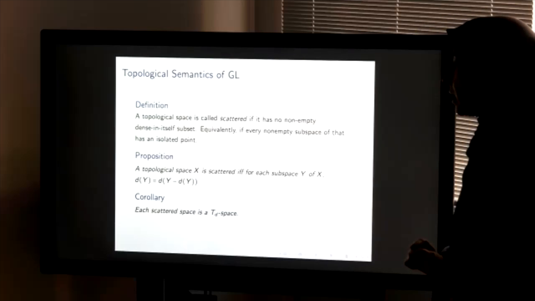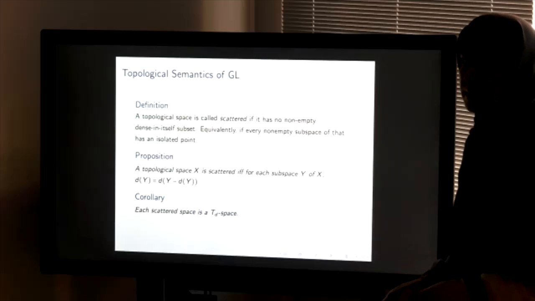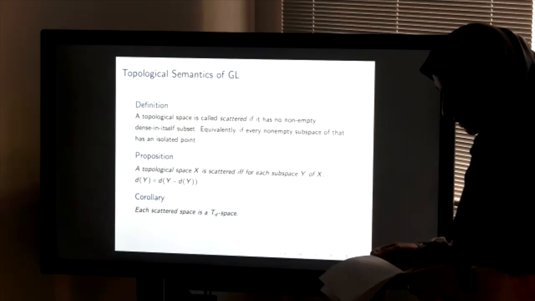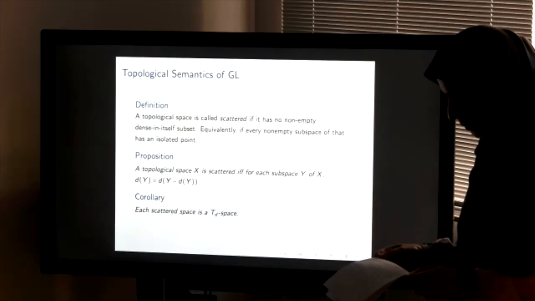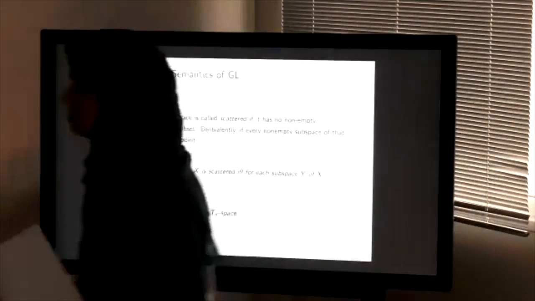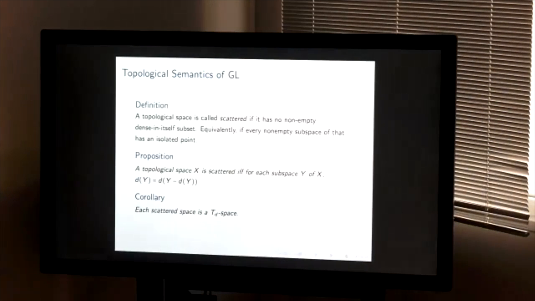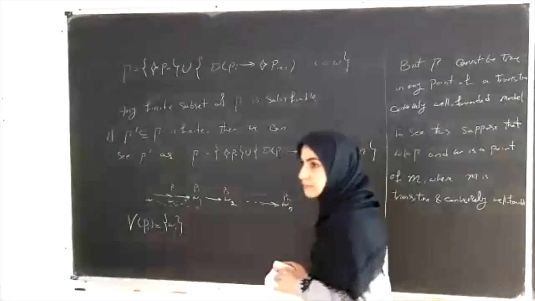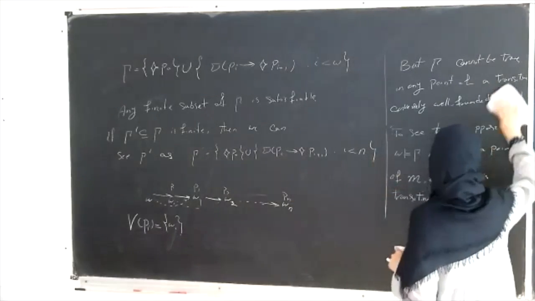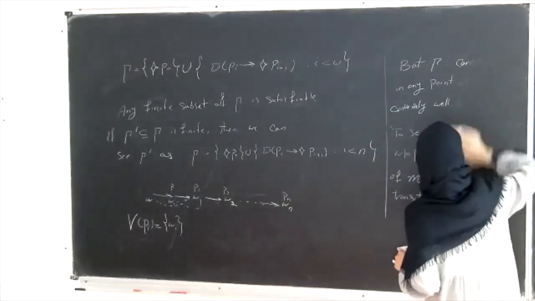We can prove that each scattered space is a TD space. Let's see that. Do we have time to do that or not?